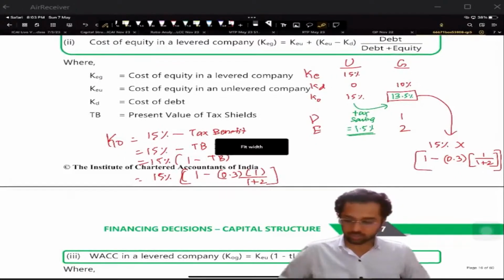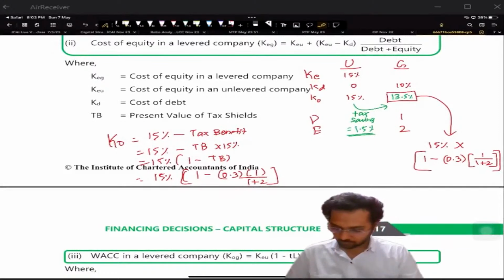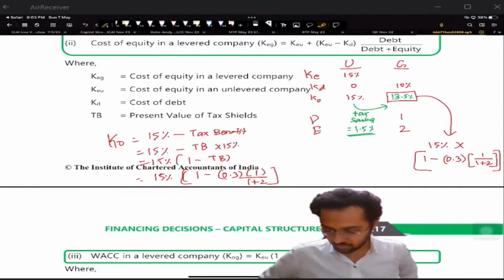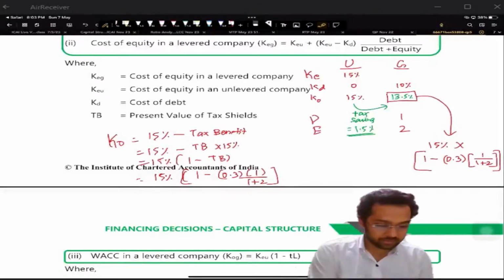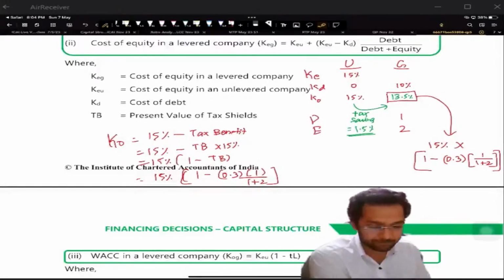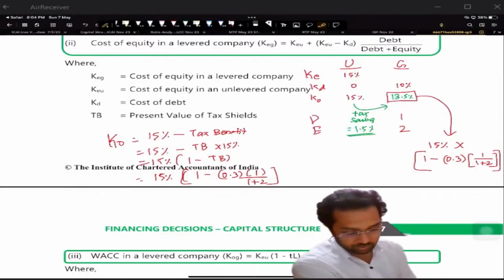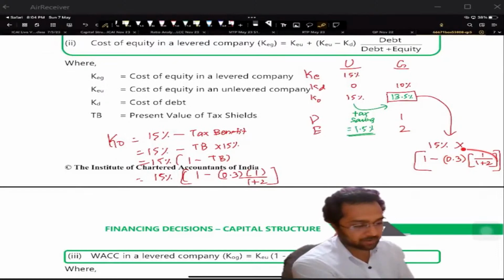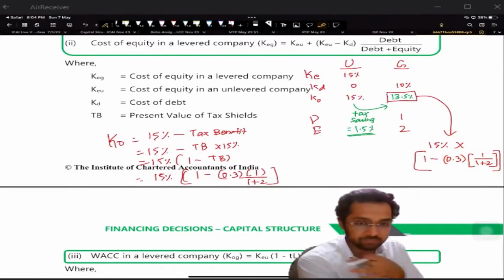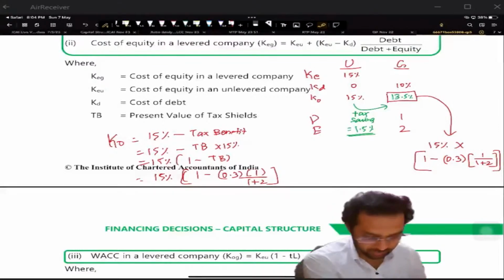Did we get the KO logic? Is it clear? I've tried to give you the most simplistic explanation possible. It is simple: the tax benefit on the debt is distributed amongst all the fund providers, and that benefit is reduced from the 15%. So the KO logic is clear.